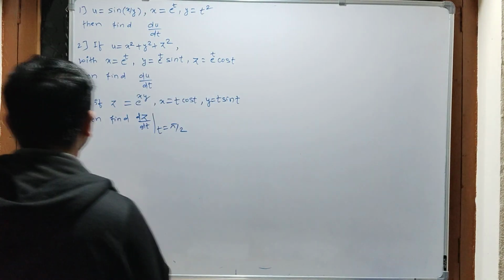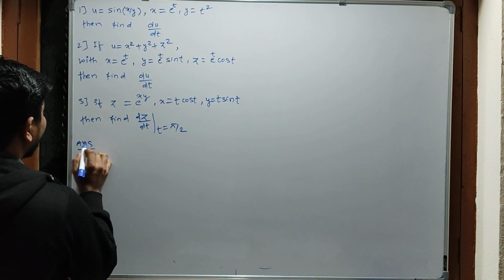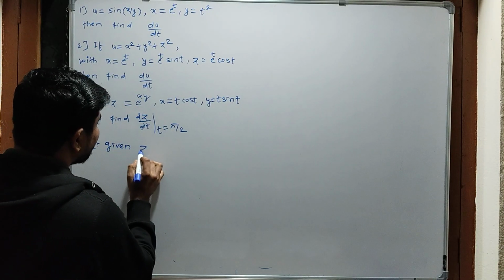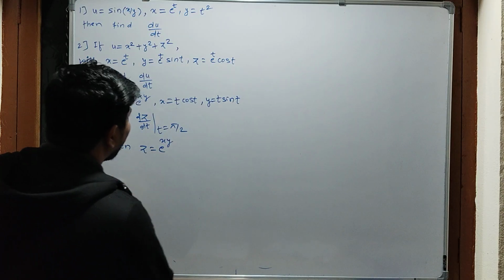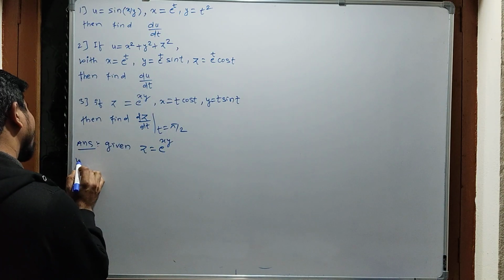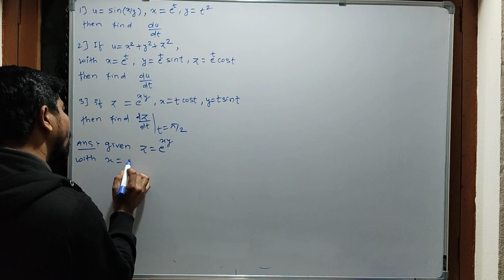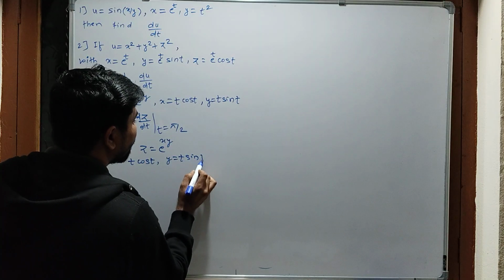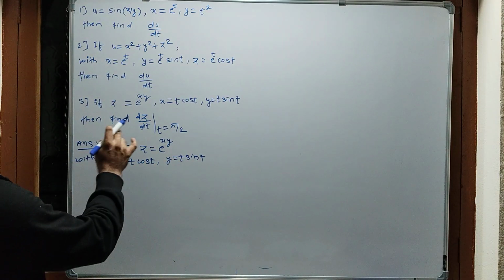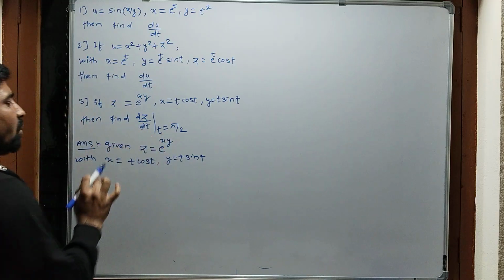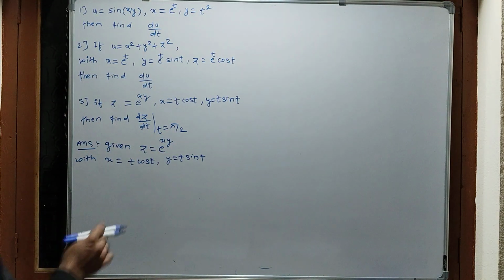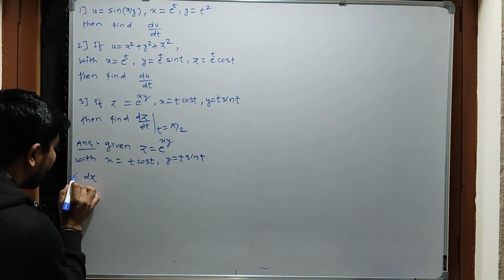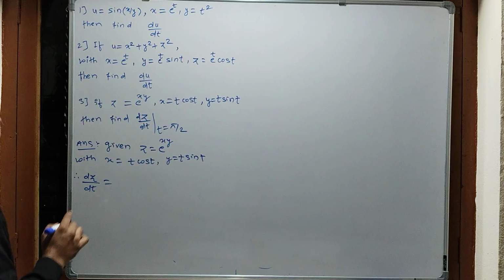So how to find is the following. Now I want to write the answer of question number 3. First write the given information. Given z equal to e to the power xy, with x equal to t cos t and y equal to t sin t. We have to find dz by dt at t equal to pi by 2. First we find dz by dt, and after that put t equal to pi by 2, you will get the answer.